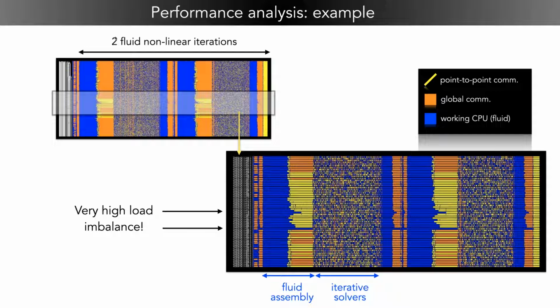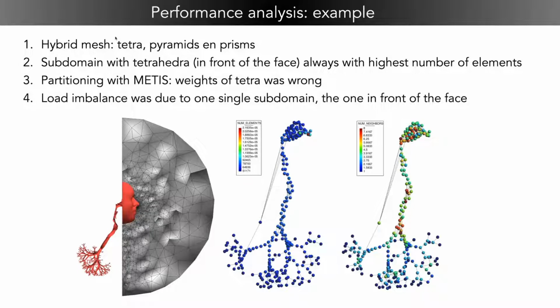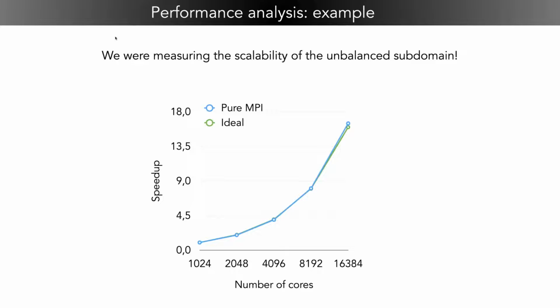So what was happening there? This mesh is a hybrid mesh, so we have tetrahedra, pyramids, and prisms. The subdomain with tetrahedra in front of the face is the one that has the highest number of elements. Why? Because we could not really know the relative weights of tetrahedra with respect to pyramids and prisms. So what Metis was doing was putting a lot of tetrahedra in front of the face, and this is why we have one single subdomain that is spending double the time of the others. So the load imbalance was due to only one subdomain. We are losing half of the time because of this. And what we were really measuring was the scalability of this subdomain, because it wasn't moving.